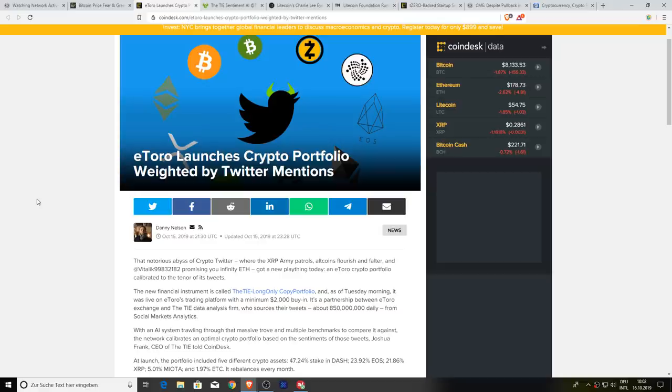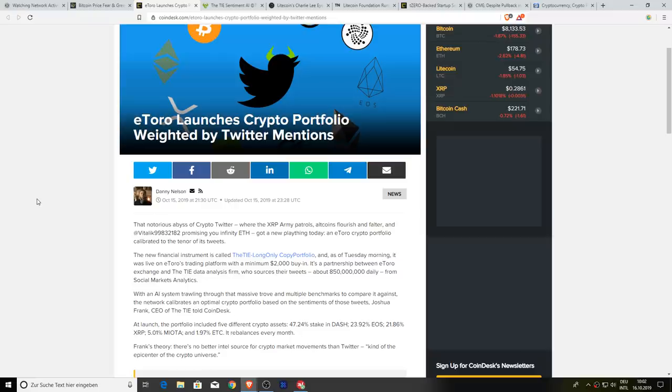About 850 million tweets per day from social market analysts, with an AI system trawling through the massive trove and multiple benchmarks to compare it against. The network calibrates an optimal crypto portfolio based on the sentiment of those tweets. Joshua Frank, CEO of the Tie, told CoinDesk, at launch, the portfolio includes five different cryptos. That's weird. 47% of the portfolio is in Dash, 23% is in EOS, 21% is in XRP, 5% is in IOTA, and 1.97% is in Ethereum Classic. It says it rebalances every single month.